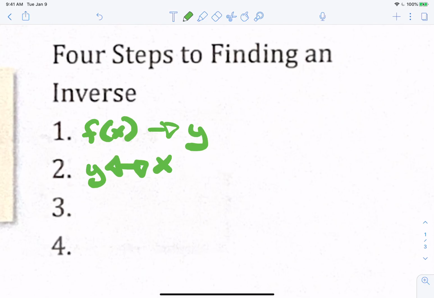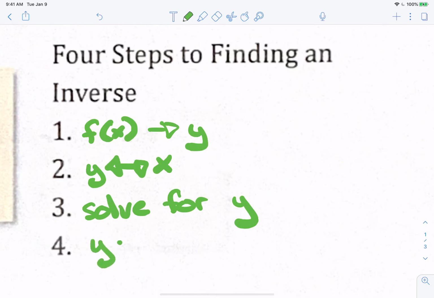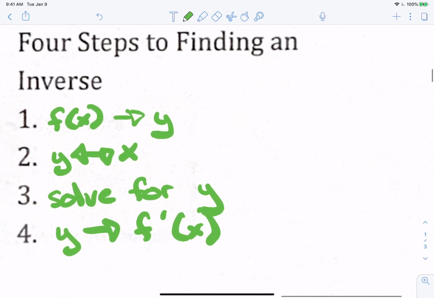Okay? Then step number 3, remember step number 3? After you have x and y flipped around, you solve the equation for y. Okay, so then I get the y by itself, and that undoes everything in the function because it switches it around so that the other variable is solved for. And then the last thing you do is you take the y and you switch it to f inverse of x.